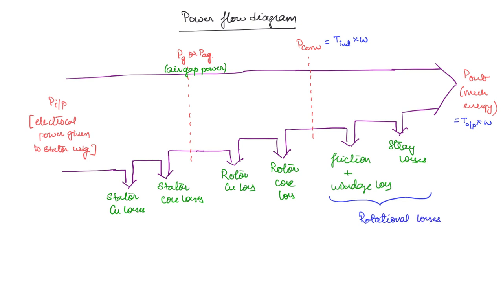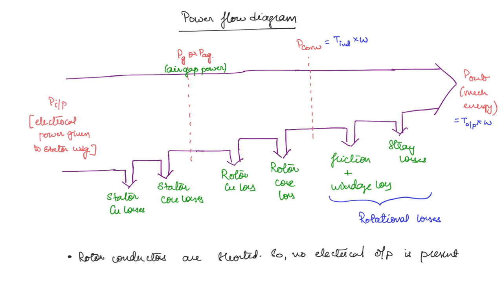Now, a few more important things that you need to know here. The rotor conductors have current flowing through them. Okay, but we are not getting any electrical output. That is because they are shorted. The rotor conductors are shorted, so there is no electrical output that is available. Whatever energy they consume in terms of the rotor resistance will appear as the rotor copper losses. Okay, so this is one point that you need to know. So you can write down: rotor conductors are shorted, so no electrical output is present in the induction motor.